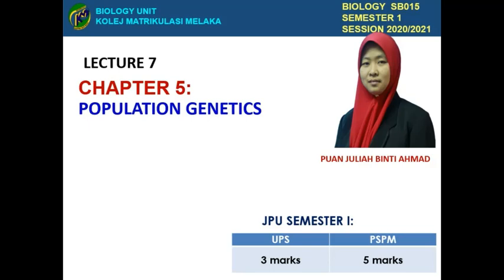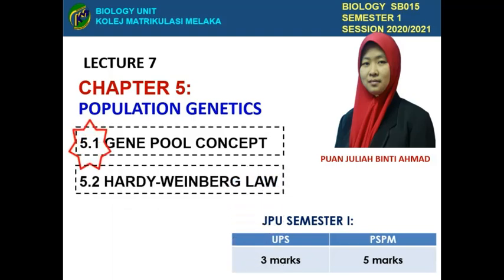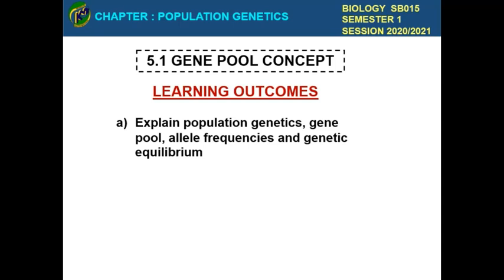Today we have to cover chapter 5, population genetics. Under this chapter, there are two sub-chapters, 5.1 gene pool concept and 5.2 Hardy-Weinberg law. 5.1 gene pool concept. Learning outcomes. At the end of the lesson, students should be able to explain population genetics, gene pool, allele frequencies, and genetic equilibrium.